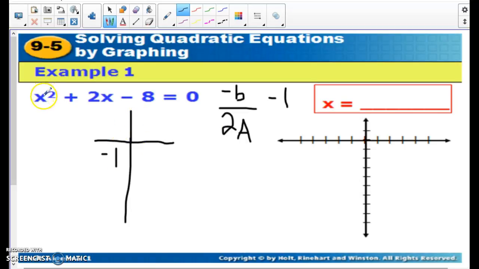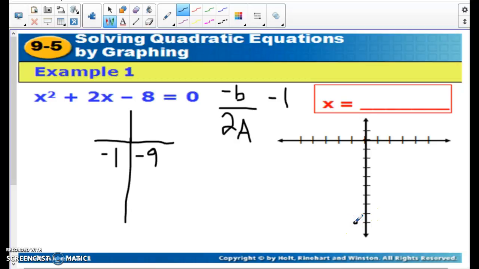So again, plugging in -1 here, -1 squared is +1. +1 plus 2 times -1, which is going to be -2. So +1 plus -2 is -1. Minus 8 is going to give me a -9. So I have -1, -9 as my vertex. So there's my -1. 1, 2, 3, 4, 5, 6, 7, 8, 9. So I have a dot right there.